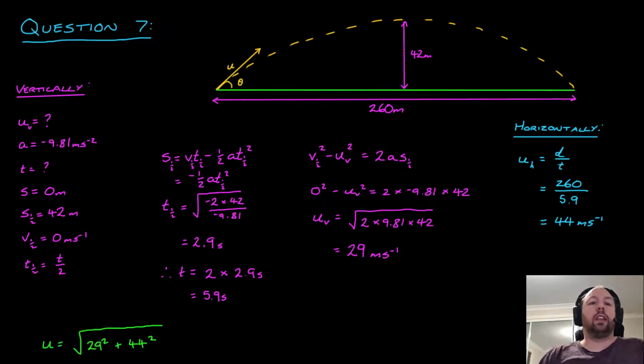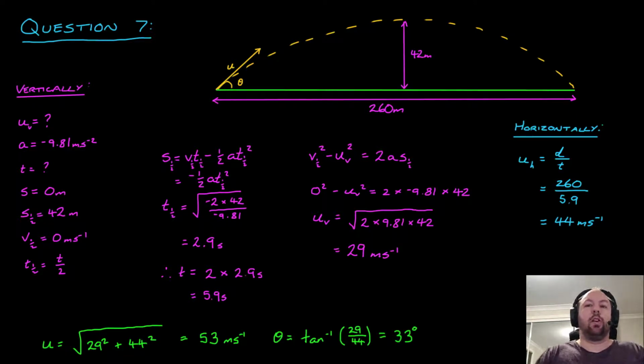So we can work out the initial velocity using its components and Pythagoras' formula as the square root of 29 squared plus 44 squared. And this gives us that the object was initially moving at 53 meters per second. Finally, we can work out the angle, and we do this by putting theta equals tan inverse of its vertical motion divided by its horizontal, 29 divided by 44, which gives us an answer of 33 degrees. So we could now state that the initial velocity of our object was 53 meters per second at an angle of 33 degrees above the horizontal.